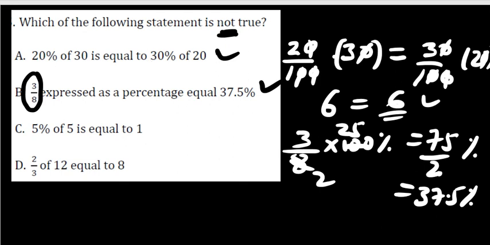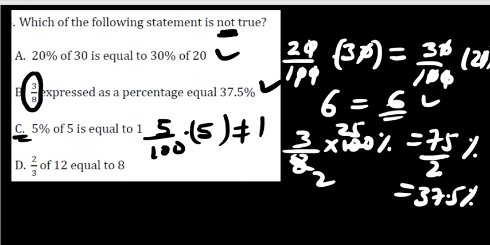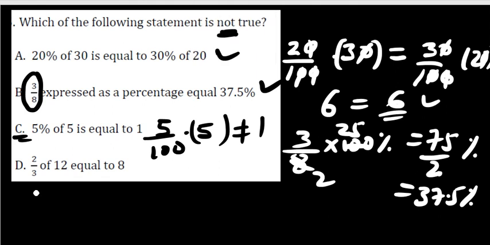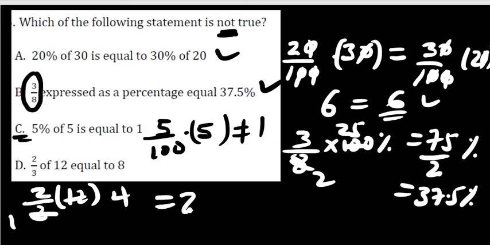When you go to C, which is wrong, because what does C say? 5% of 5. 5% of 5 means 5 over 100 times 5. When you multiply, it's not equal to 1. Wrong. But the last one, it is correct. It says what? 2 over 3. 2 over 3 of means times. 2 over 3 of 12 means when you multiply by 3 1, this by 3 4, and 4 times 2 will be 8, which is equal to 8. So the answer is going to be C. Here it is.